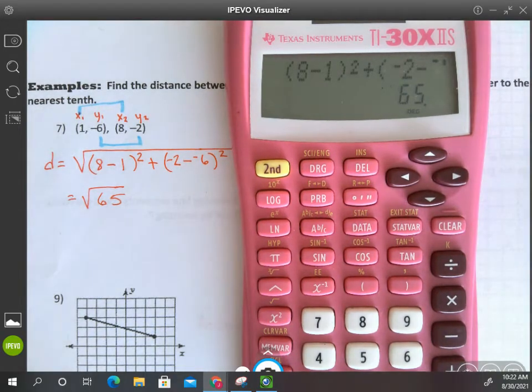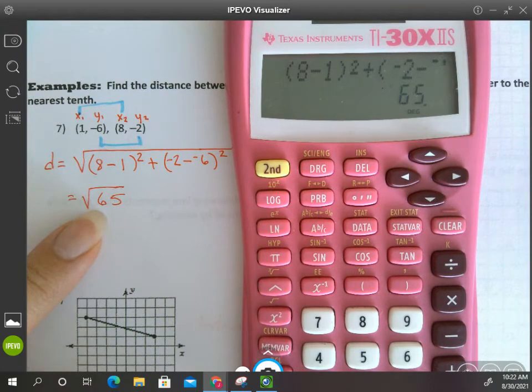Okay, so 65 should be our number. Now, we still have to take the square root of it, right?